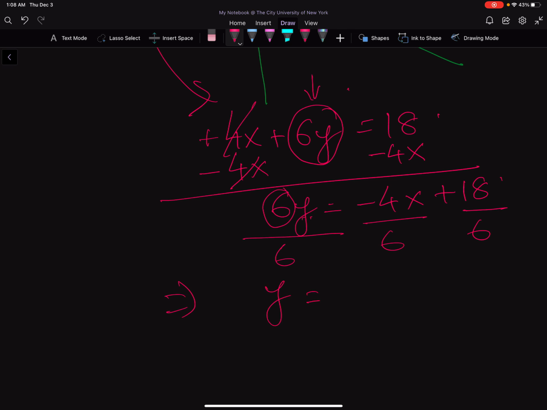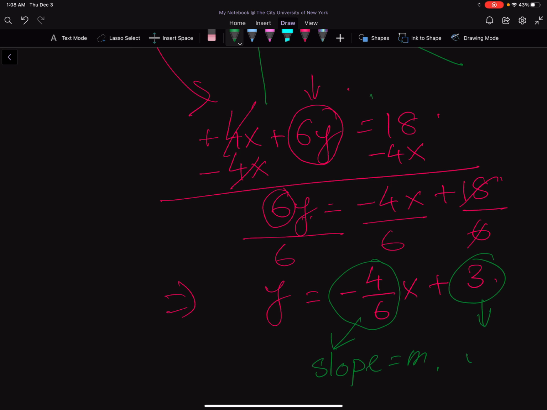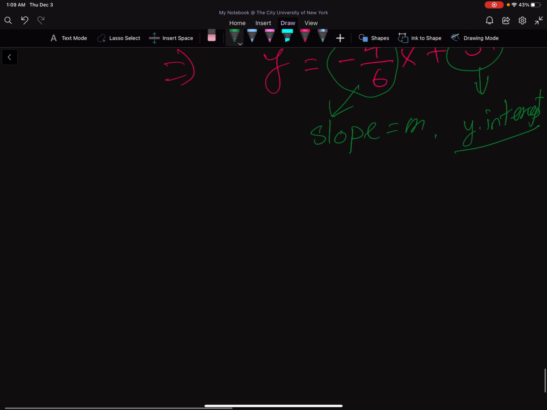So I get y over here, and from there, I get negative 4 by 6 x, and from here, we can simplify it. This coefficient of x is my slope, or m. And this term is my y-intercept. So if you are given an equation and asked to find the slope of this linear line or equation, then you should be converting it into this form. Let me do another example for you.